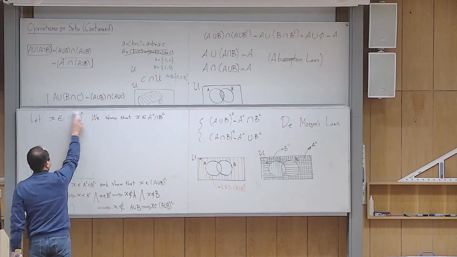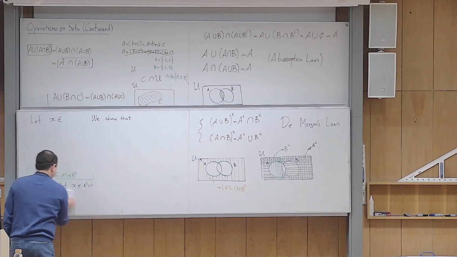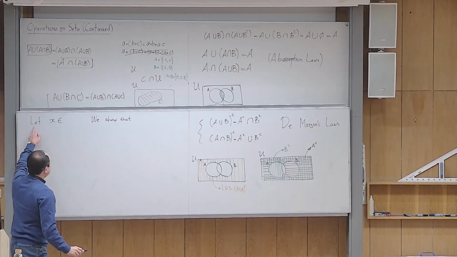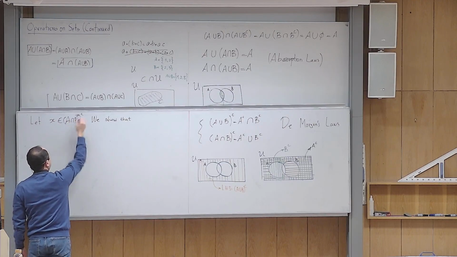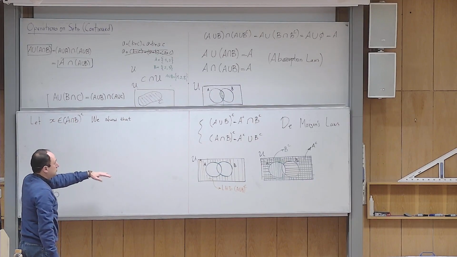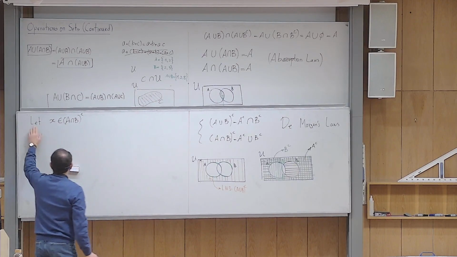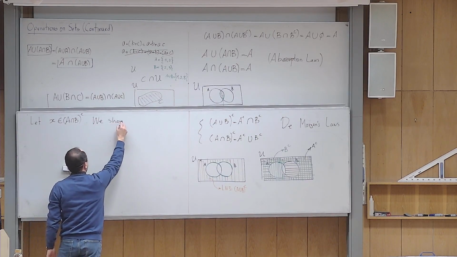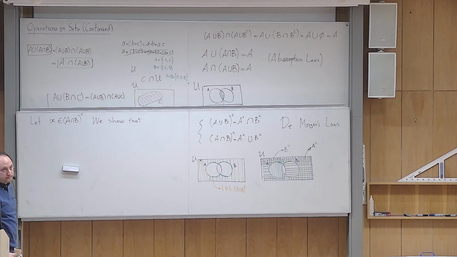So what should I do? Let X be in A intersection B complement. The diagram of this is not on the board, so you might have a little bit of challenge understanding this logically. So let X belong to this. We show that what? Tell me what I want to write here. What do I want to write?